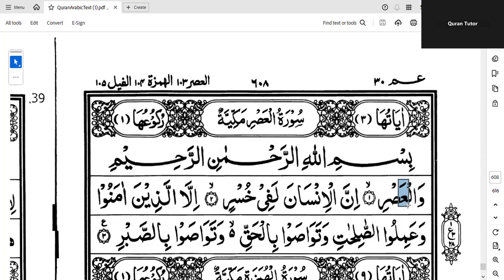Hamza and Ain sound the same, but we make a difference between the Ain and Hamza sounds. Some people read wal-asr, making a Hamza sound. That's wrong. According to Tajweed, we make the Ain sound properly.